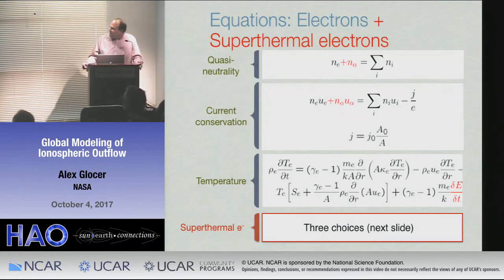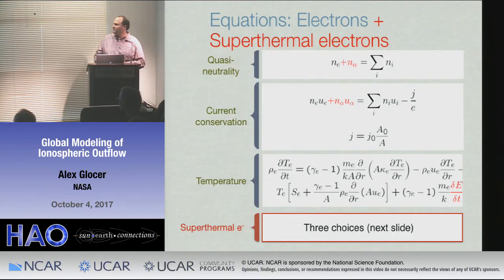Basically, the sum of the thermal and superthermal populations has to equal the sum of the ions. That's just a statement of quasi-neutrality. The sum of the thermal electron flux and the superthermal flux has to equal the sum of the ion flux, with whatever current is flowing into the system.